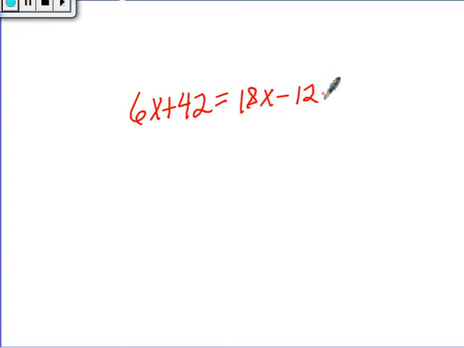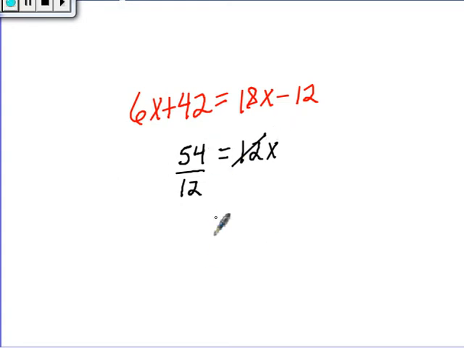Let's solve that in our head. Garrett, how are we going to move 6x to the right side? Good. So I now have, instead of 18, I now have 12 x's. Garrett, how would I move minus 12 to the left side? Add it, and you would have 54. Last step, let's divide that by 12. It does not divide evenly.